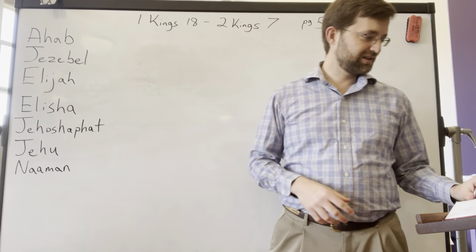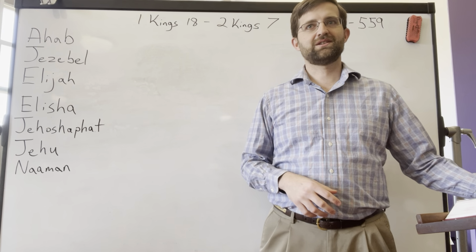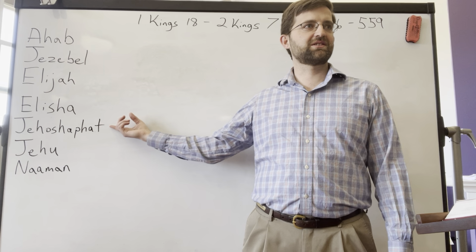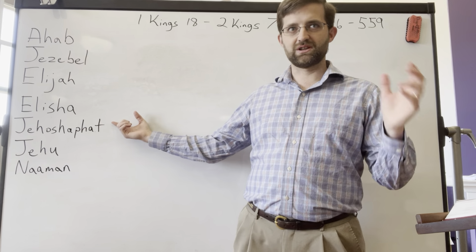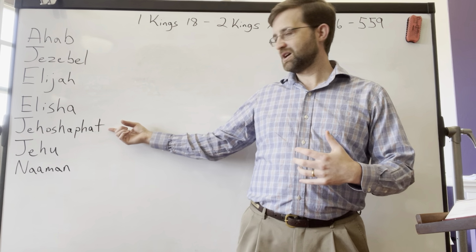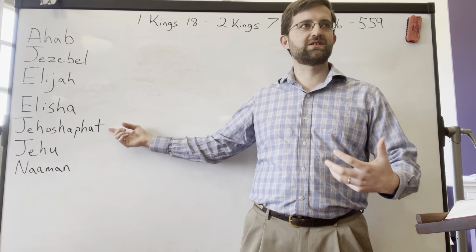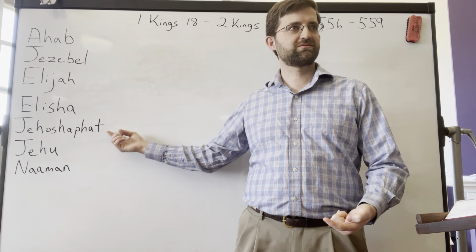And then the next story, the next tale, is the death of Ahab. And we have this guy, Jehoshaphat. Jehoshaphat is the king of the southern kingdom, Judah. You're going to need to know him later, not necessarily right now, but for the next exam. He's the first of the kings of the southern kingdom to try to work for peace with Israel instead of conflict.